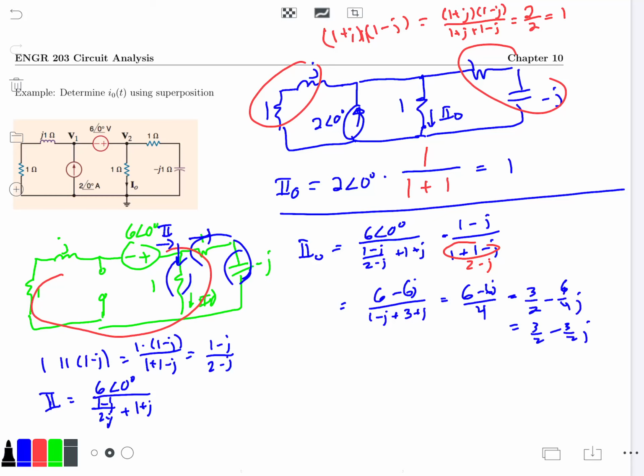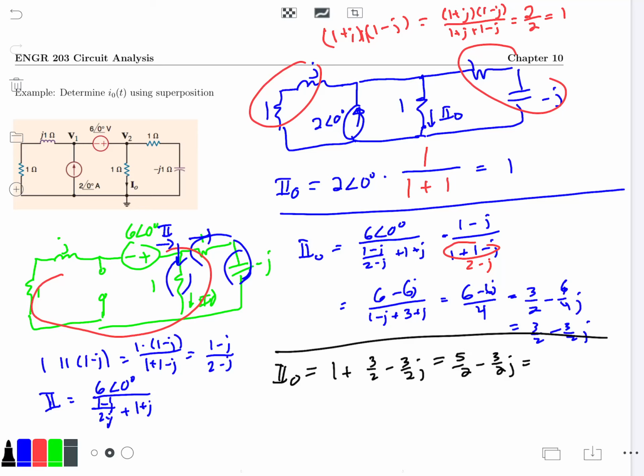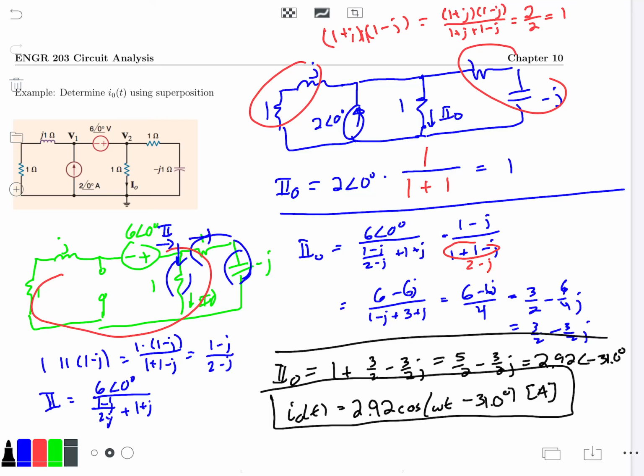Apologize for that. And so then by superposition, the final I0 is the sum of the two I0s we got. And we're going to get 5 halves minus 3 halves j, which is 2.92 angle negative 31.0. And so I0 of t is the same answer. Now in this one, it was nice because I didn't have to worry about systems of equations at all. I could just combine some impedances and do, say, current divider or something like that and get the answer. So it's just your personal preference on what you think the best way to solve the problem is.